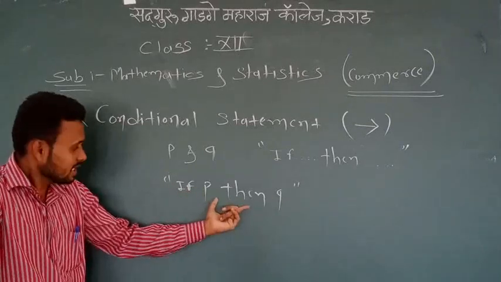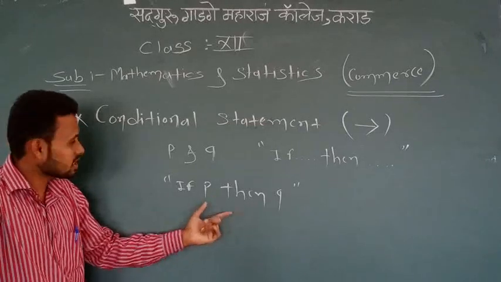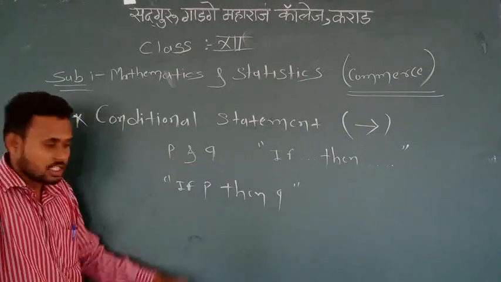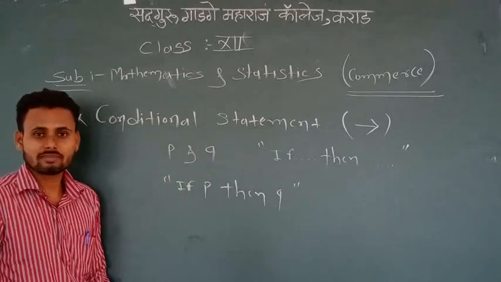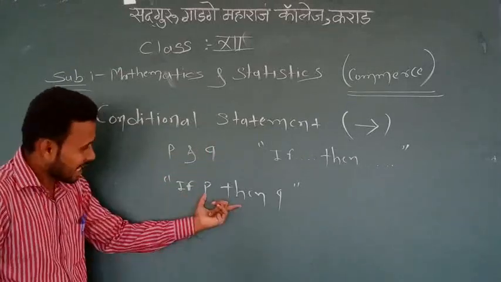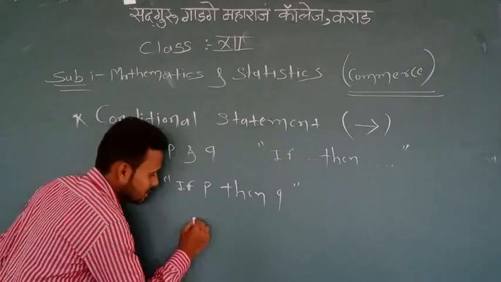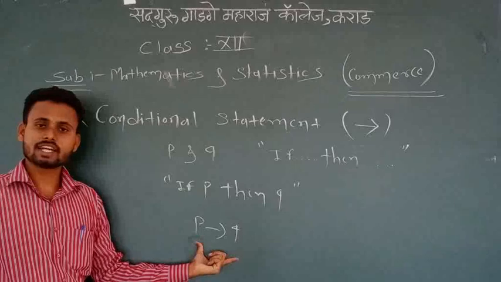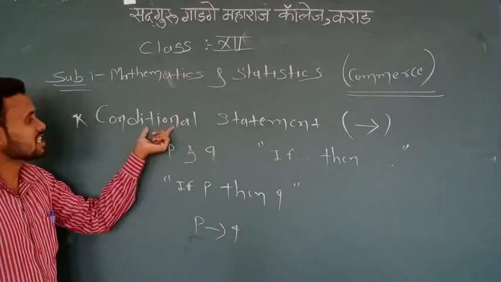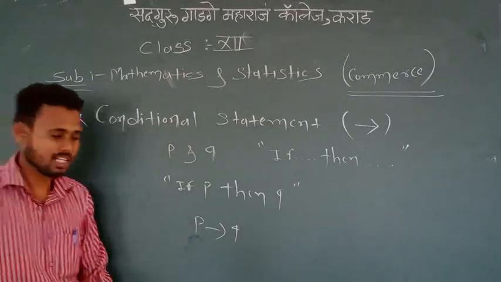The compound statement if P then Q is called the conditional statement of P and Q, and it can be written in the symbolic form as P implies Q. This is the conditional statement of two simple statements.